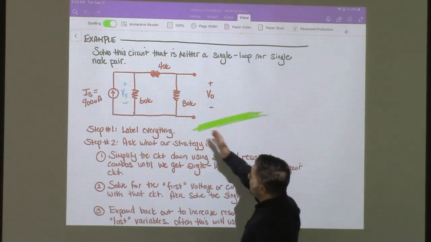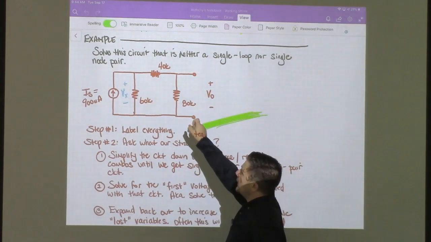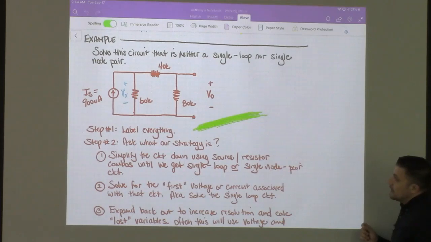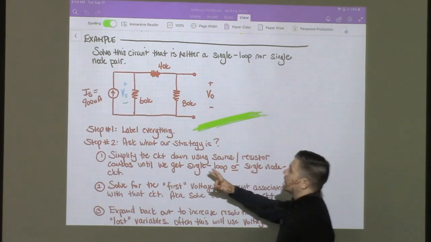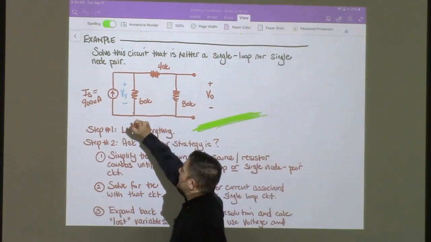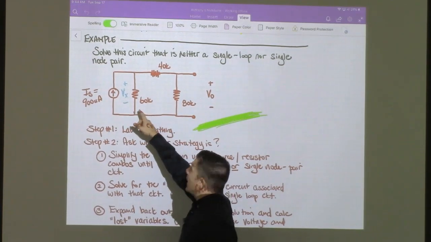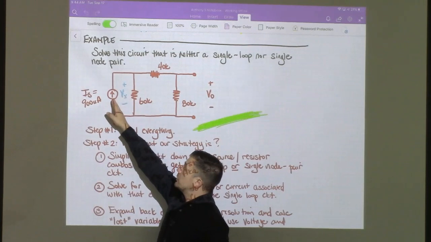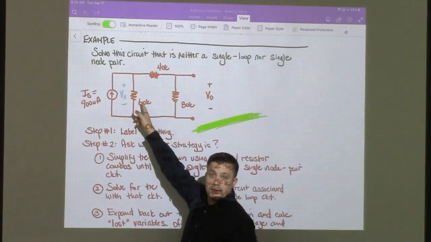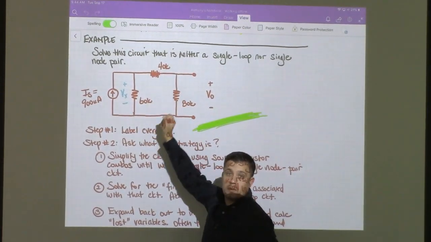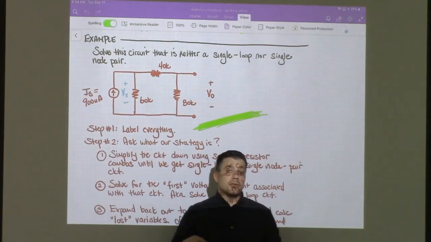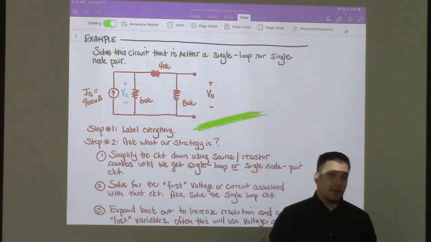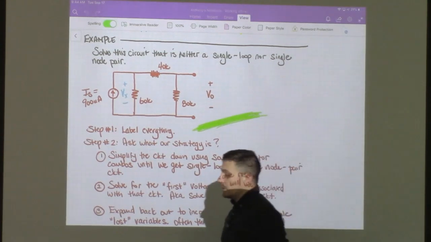So how could we do that to this circuit? The 40 and the 80 kilo ohm resistors can combine in series. Then that'll make a 120k ohm resistor, which will be in parallel with this. But actually, you don't even have to do that, because once you combine these two together, you'll have the current source, the 60 kilo ohm, and the 120 kilo ohm, all in parallel with each other, and you'll have a single node pair. So then you can go ahead and solve it using the methods that we learned for the single node pair.